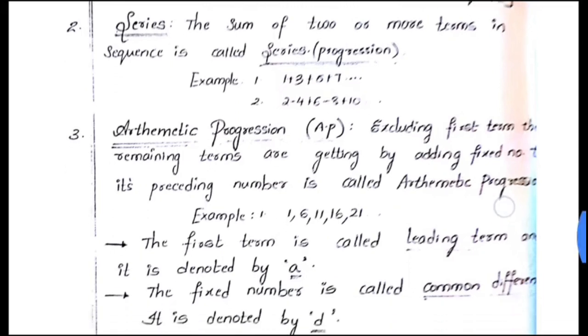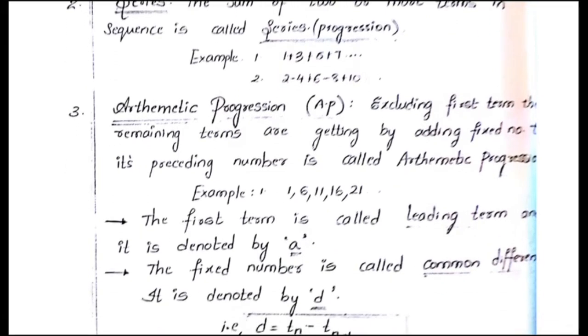Now, arithmetic progression. These series are of three types: one is arithmetic progression, the second is geometrical progression, and the third is harmonic progression. In an arithmetic progression, excluding the first term, the remaining terms are got by adding a fixed number to the preceding number. Excluding the first term means leaving the first term. The remaining terms are got by adding a fixed number to the preceding number.